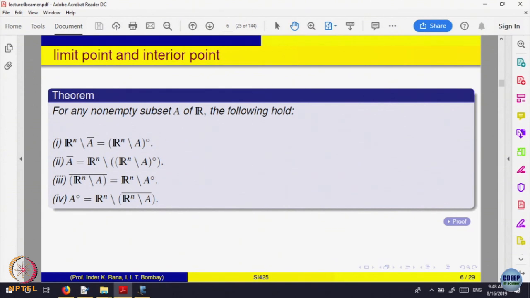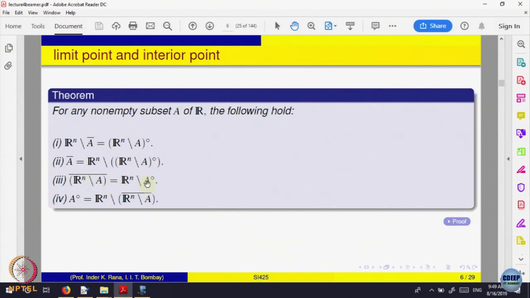So, now let us define, we will call a set an open set. Till now, we have not defined what is called an open set. A set is called open if it is equal to its interior points. Given a set, the set of interior points is a subset of it, with some property. So, what we are saying: a set is open if all its points are interior points, A is equal to A interior.